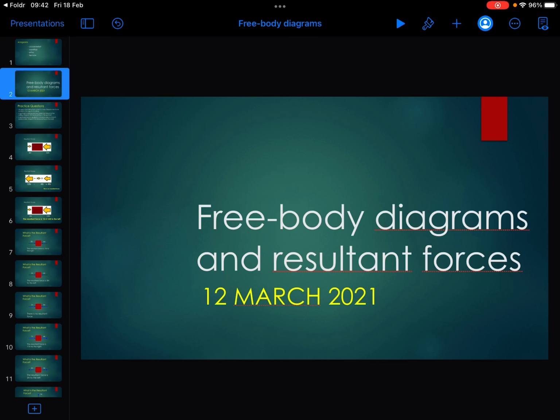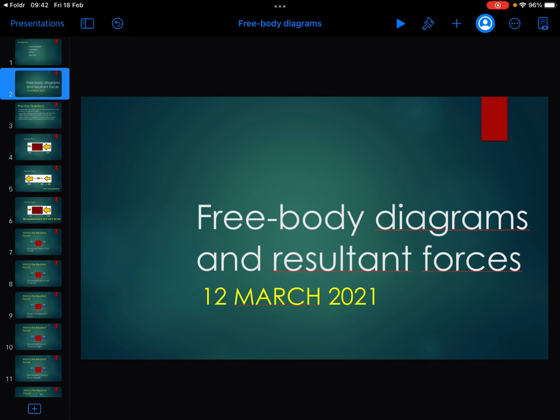And today, if you can please write the title for me, which is Free Body Diagrams and Resultant Forces. It is not the 12th of March 2021. It is, in fact, the 18th of February today. So don't write the 12th of March 2021. That was last year. It's not today. And we're going to start off with some practice free body diagrams.